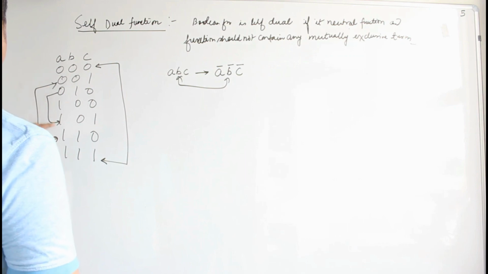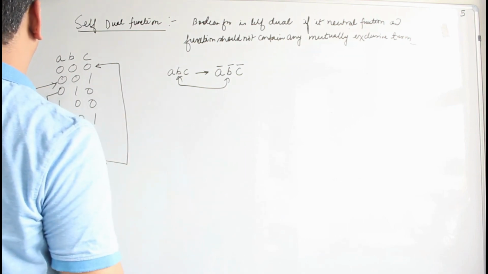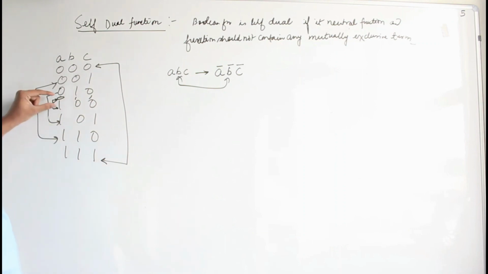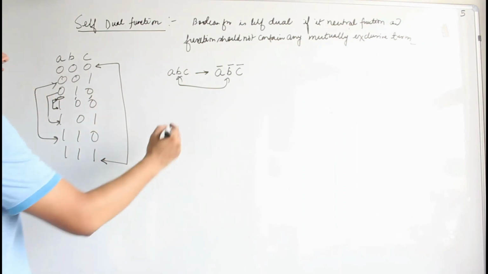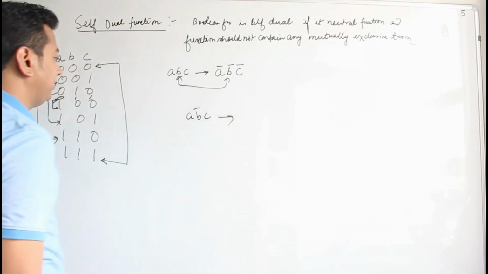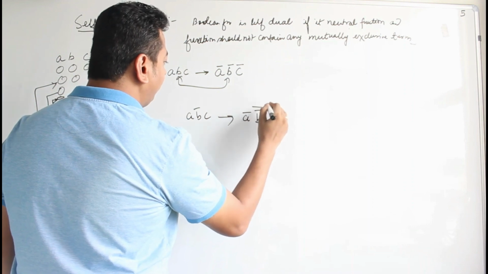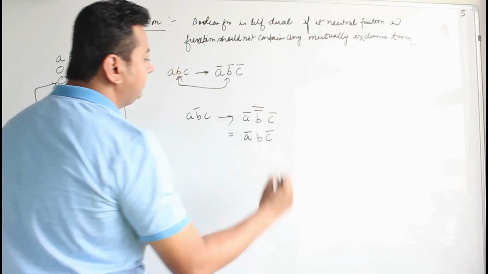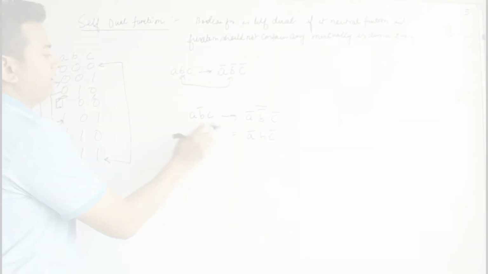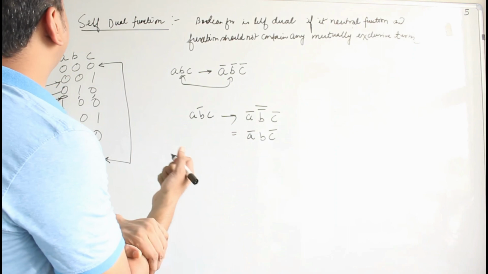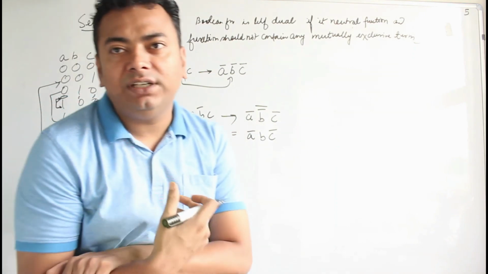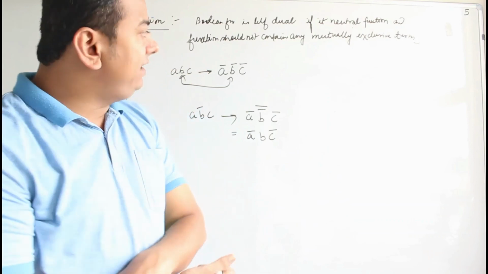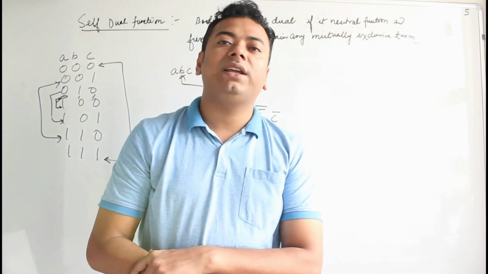Again, one missing: 0, 1, 1. And again, these two are mutually exclusive terms. Right? So if I say A, B bar, C, what is the mutually exclusive term? Just not of it. Not of not B is B again. So it will be A naught, B, C naught. So Boolean functions are mutually exclusive; just apply the not. So what is a self-dual function? A Boolean function is a self-dual function when it is a neutral function, that is, equal number of maxterms and equal number of minterms, and when it has no mutually exclusive term.